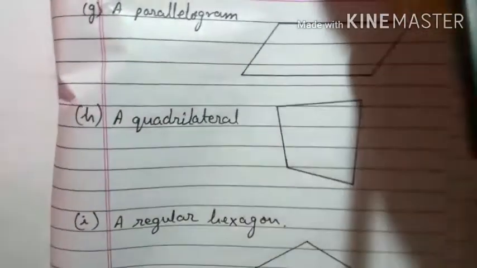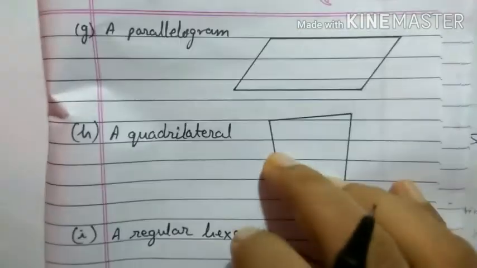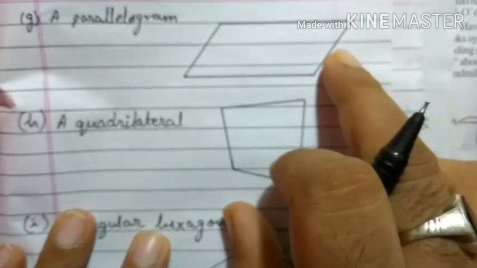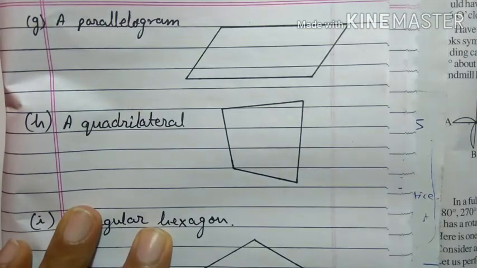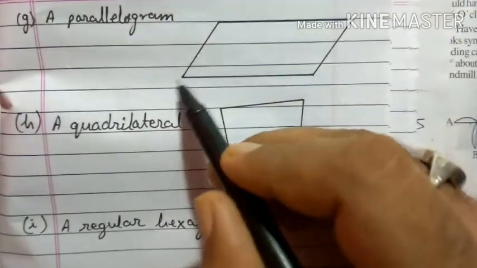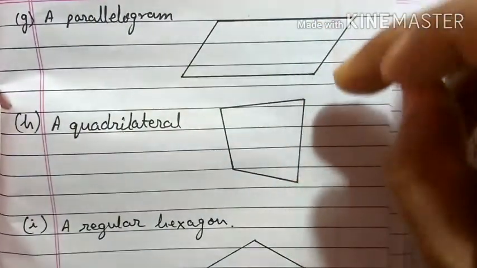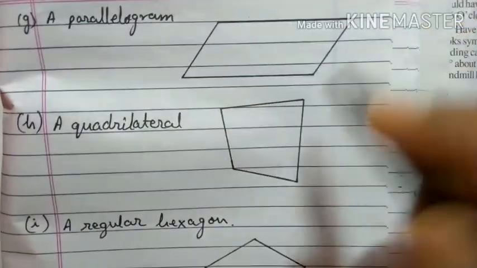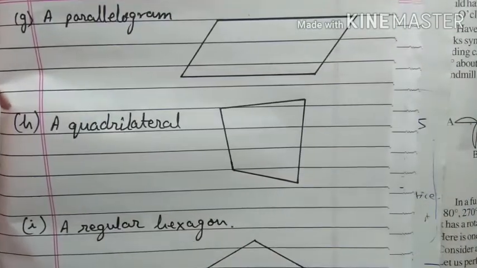Okay, now come to the next one, a parallelogram. In a parallelogram, opposite sides are equal and parallel, but in this figure there is no line of symmetry, because if we draw the diagonal, the parts overlap but do not come together. The vertices are not matched with each other, so there is no line of symmetry in a parallelogram. We'll write no line of symmetry in the answer.